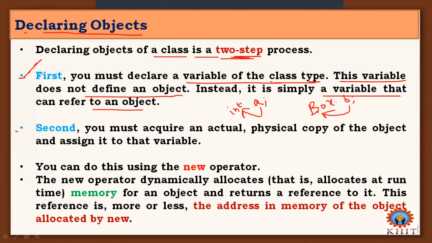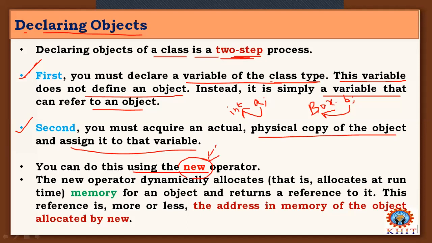And the second one, you must acquire an actual physical copy of the object and assign it to that variable. So this process is the second step in declaring an object. And here, we can do this using the new operator. So what is this new operator?